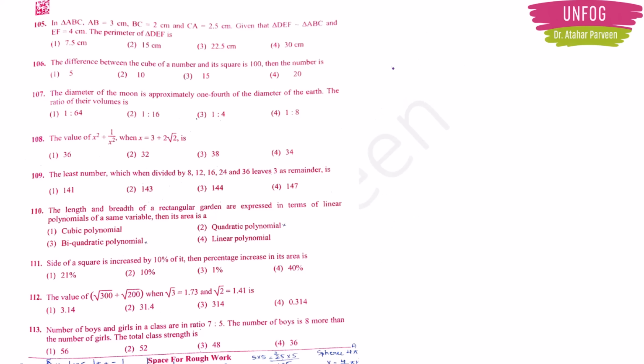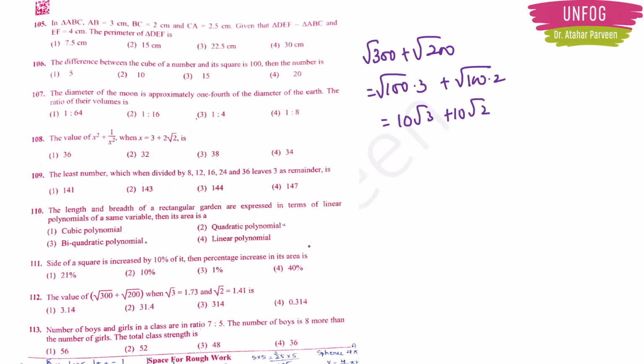Next, question number 112. The value of square root of 300 plus square root of 200. So this one will be equal to 100 into 3, right? Plus this one will be equal to 100 into 2. So 10 root 3 plus 10 root 2. Put root 3 as 1.73 and root 2 as 1.41. You should get 31.4. Option 2 should be the correct answer here. Okay, simple addition and multiplication they are testing here.